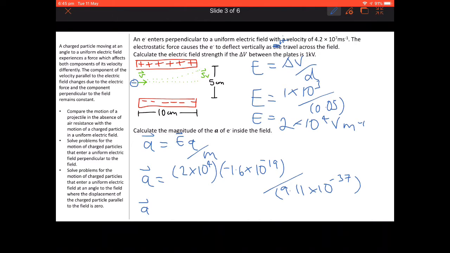Our acceleration, once you pop all of this into the calculator, is going to end up as 3.5 × 10^15 meters per second squared. This will be negative, even though this is only asking for the magnitude. I'll just point out that the direction of the acceleration is going to be negative, and that's saying that the electron is going to go towards the positive plate.